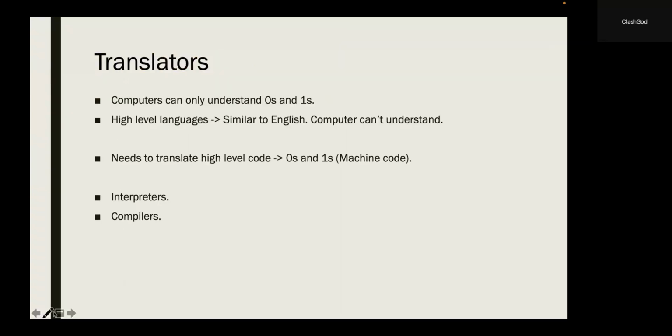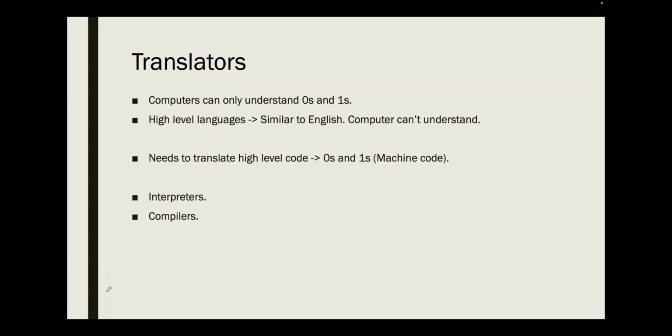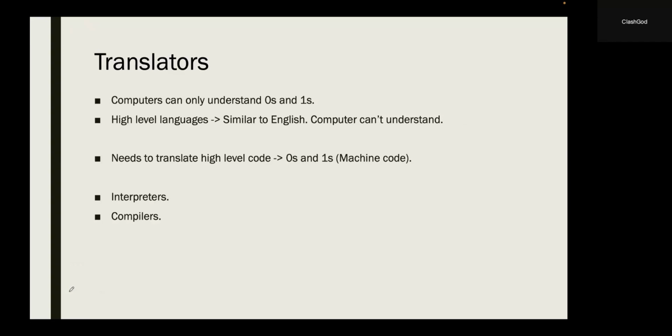Now let's take a look at translators, right? We talked about how high-level languages need to wait for translation, and that is a disadvantage. So let's first talk about what translation is. Computers can actually only understand zeros and ones. They can only understand binary data. They cannot understand anything else. High-level languages are written in something very similar to English, so the computer can't understand the program or code you have just written, because it can only understand zeros and ones.